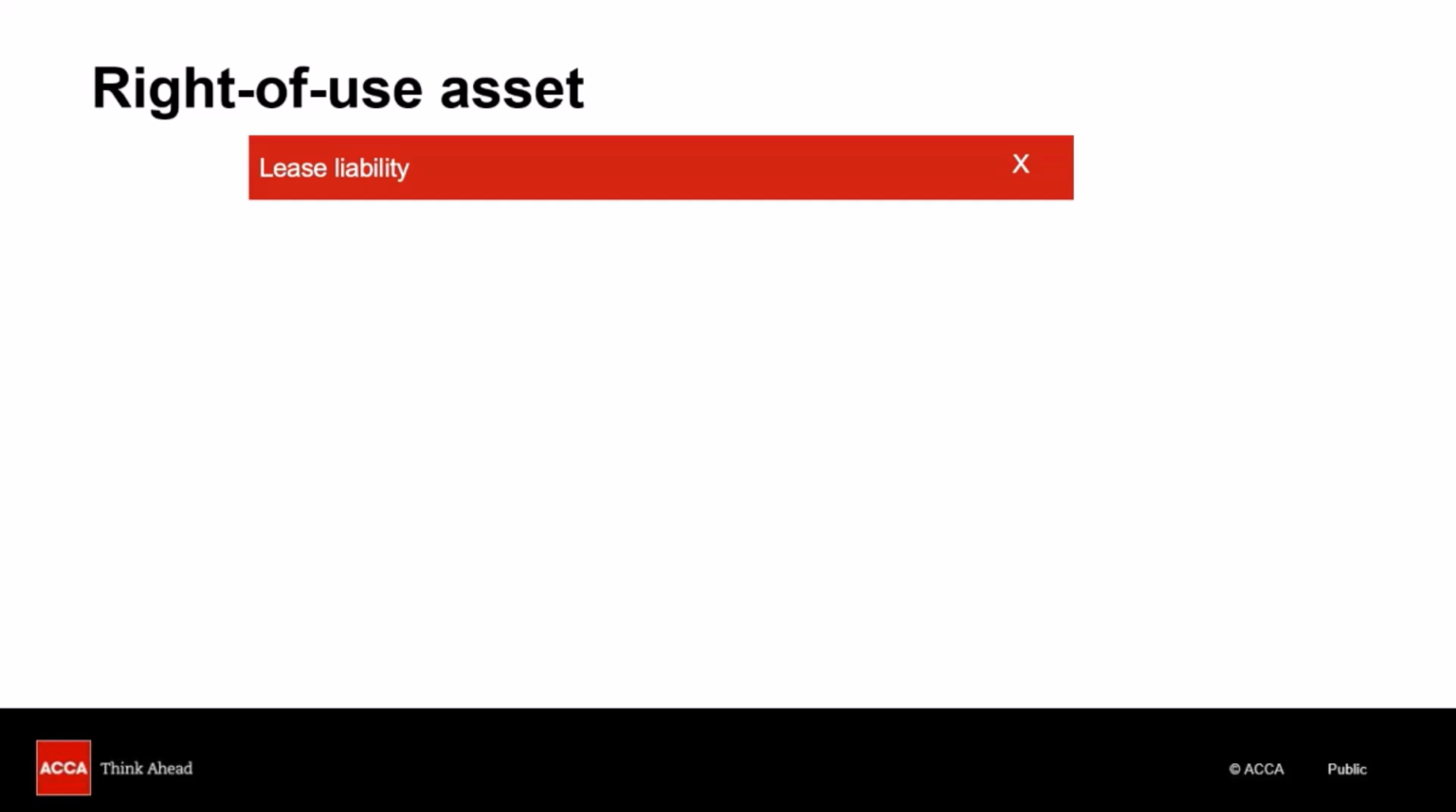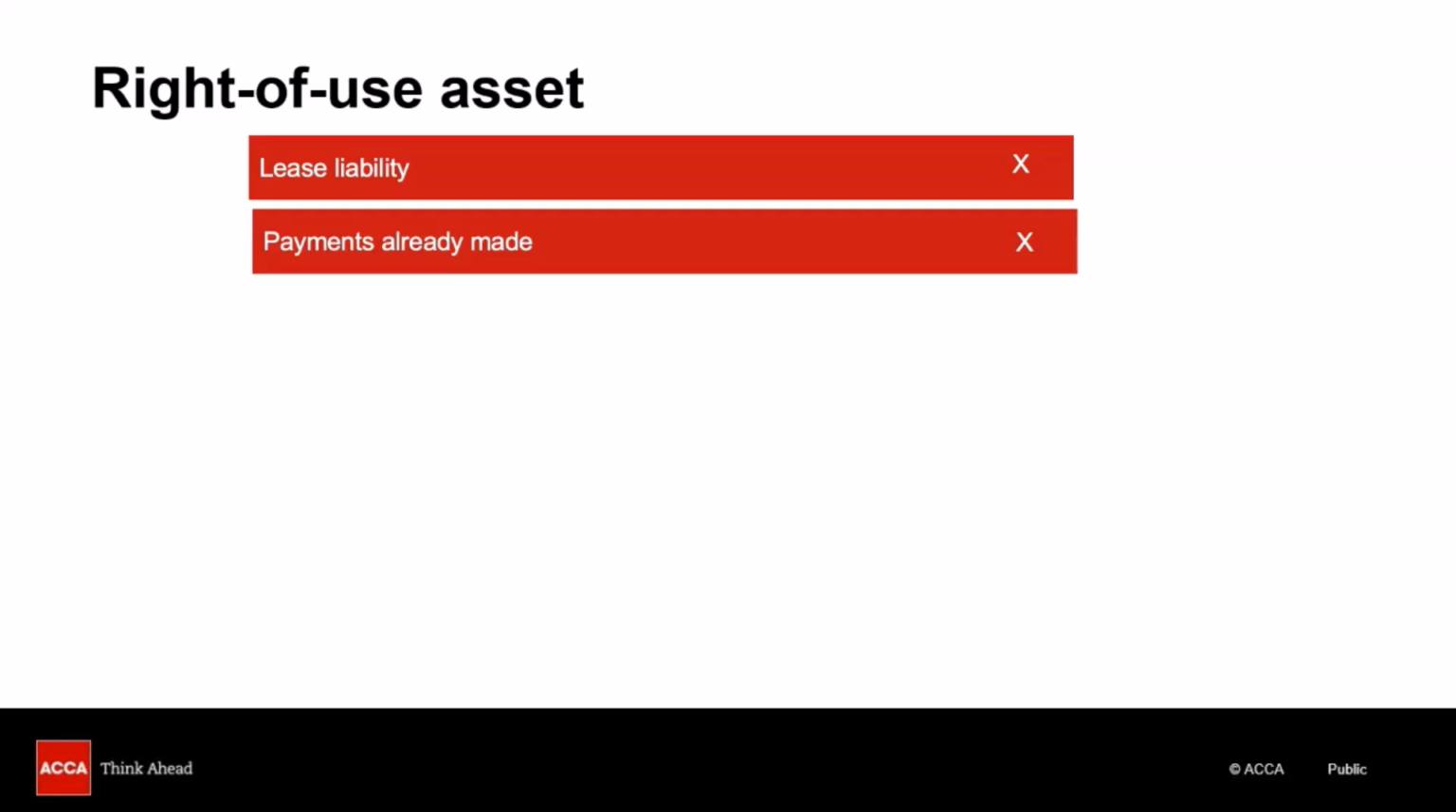Now we move to the second side, which is related to the right of use asset. So the leased asset that the lessee has obtained, how is it accounted for in the financial statements? The initial measurement of the right of use asset starts off with the present value of the lease liability. There's nothing new in this lease liability. It is the amount that we have just calculated in the previous slide.